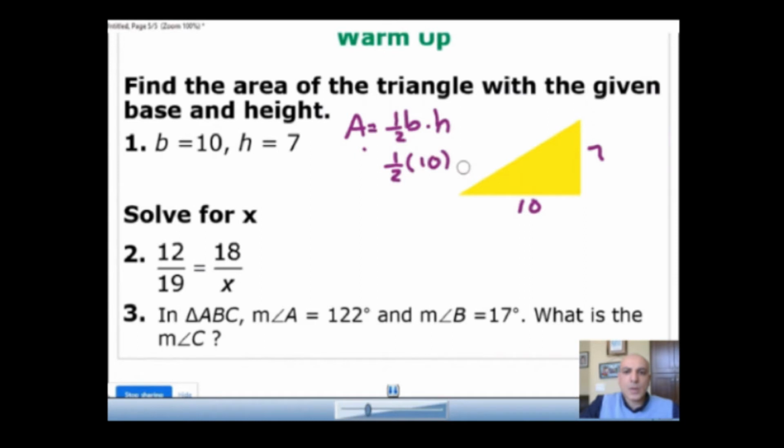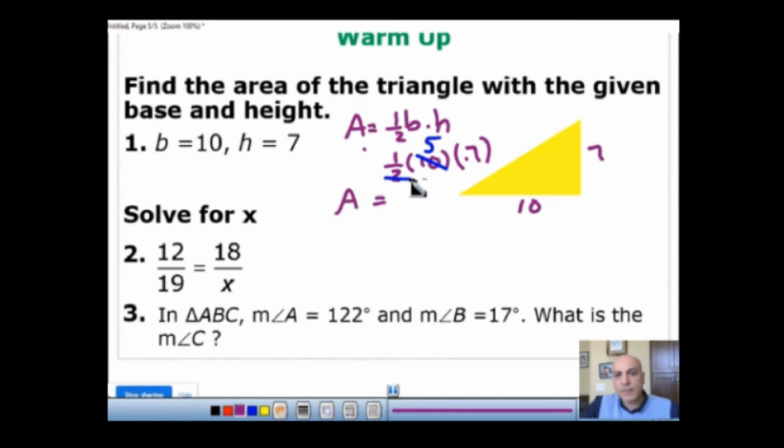I'm a big fan of simplifying before you multiply. So the 2 and the 10, this one goes to 5. There's nothing wrong with multiplying, but make your life easier when you simplify. So you end up with area equals 5 times 7, which is 35. Whatever the measurement is, let's say meters or inches, it has to be unit squared, because area is always squared. If there's no unit, you just put unit squared.